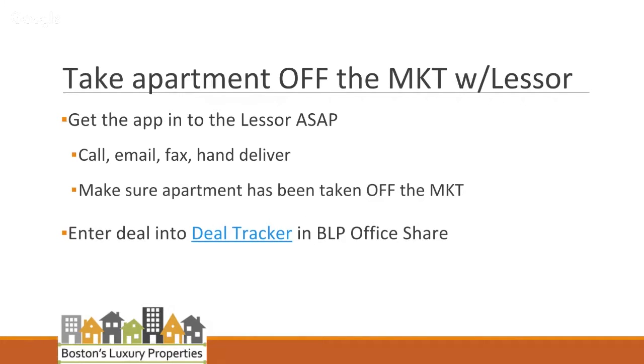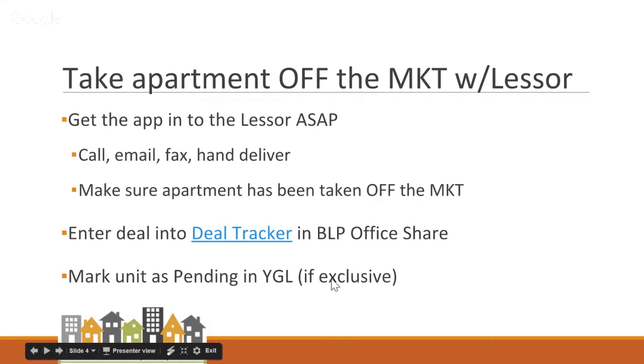As we said, enter the deal into the deal tracker in the BLP office share. That is located right in the BLP office share on the main page. So go to that deal tracker and make sure you update it. Don't forget, after you've taken applications, that you've marked the unit as pending in YouGot listings if it's an exclusive listing. Again, if you're taking a less than full price offer on an exclusive listing, you cannot mark it as pending in YouGot listings until you get acceptance of the terms of your application.